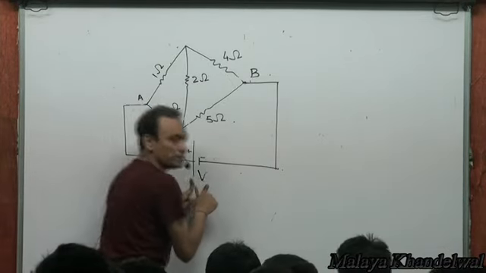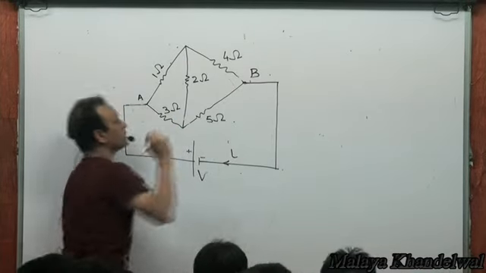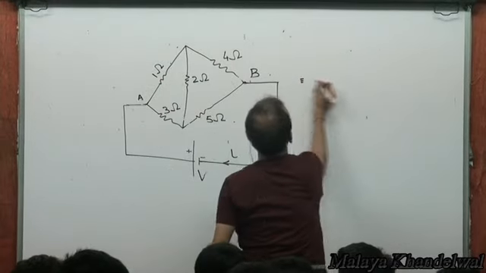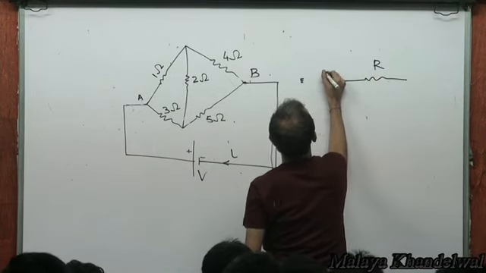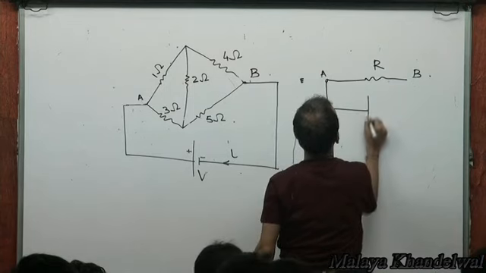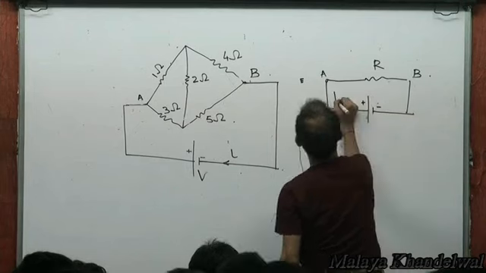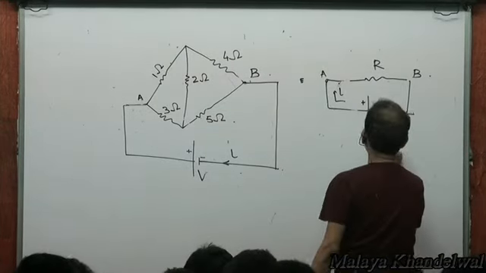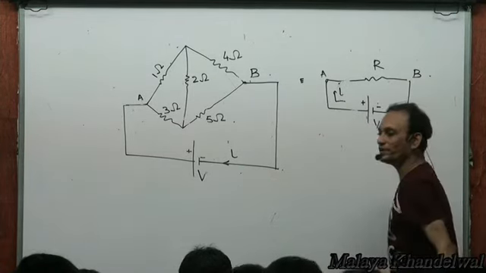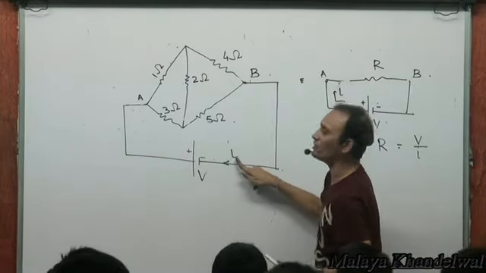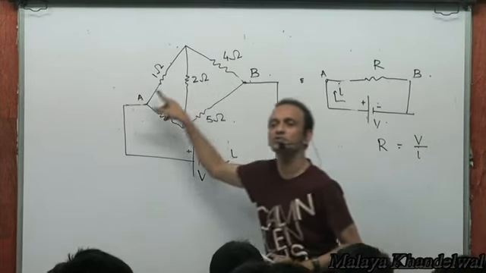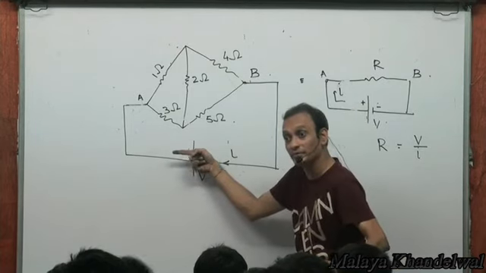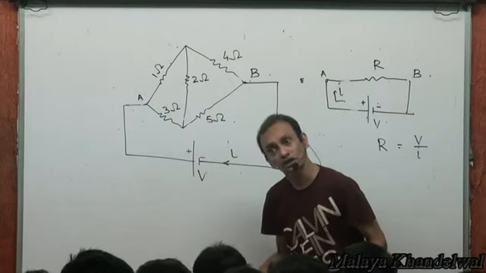If this hypothetical battery of V volts results in a current I flowing through the battery, then the equivalent resistance across A and B is going to be V by I. That means, if this is the battery connected, and there is a current I that results with the same volts applied across A and B, then the R equivalent is V by I. So I want to find the ratio V by I, and that's going to be the equivalent resistance between points A and B. Clear?